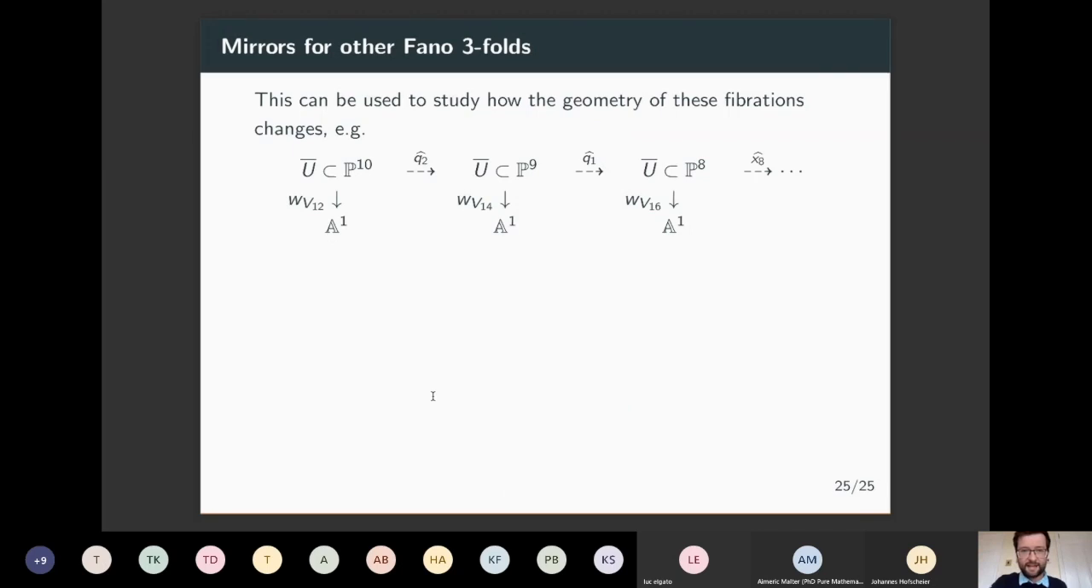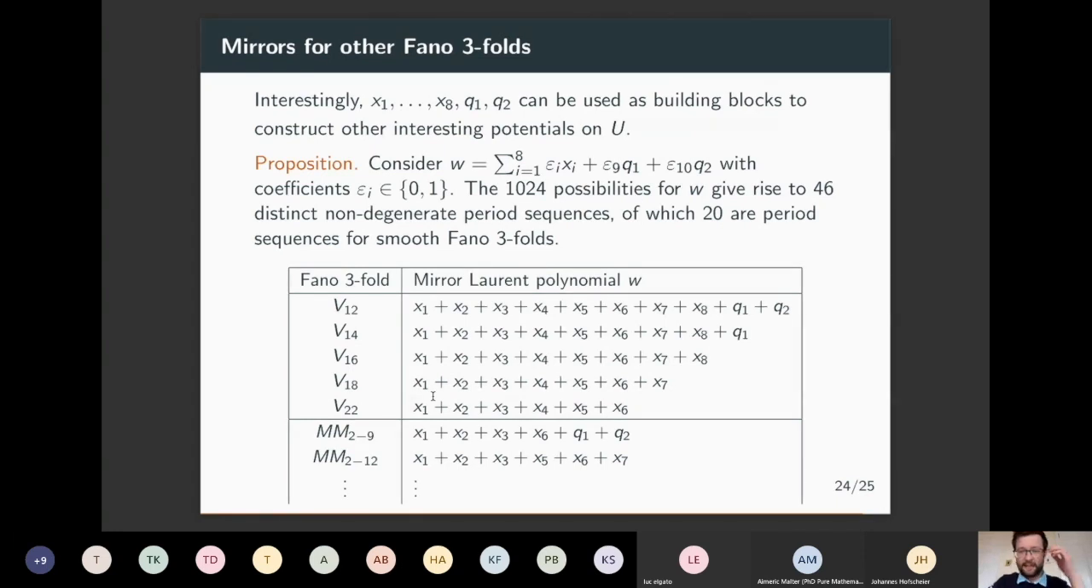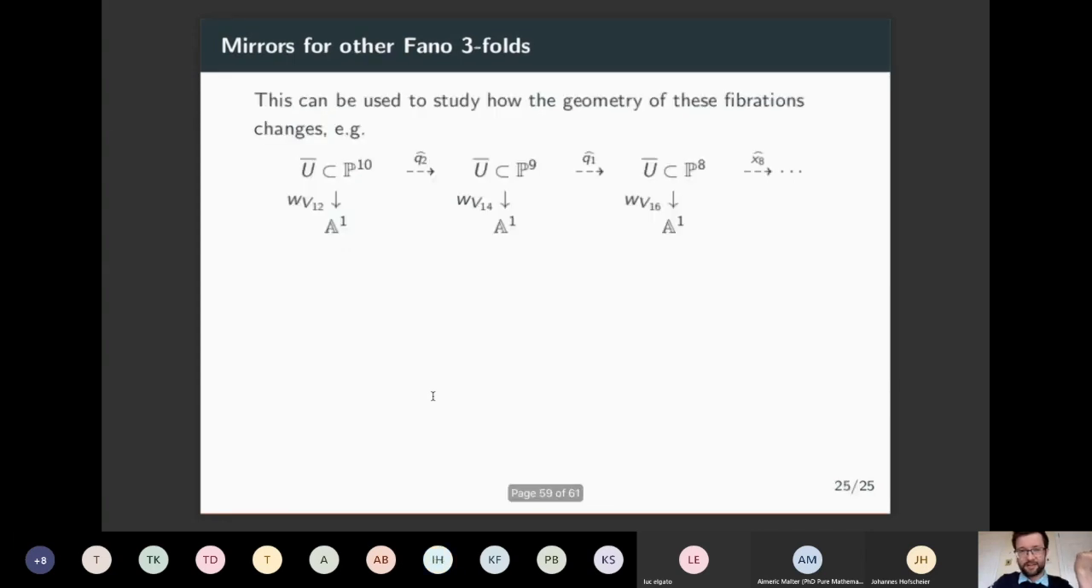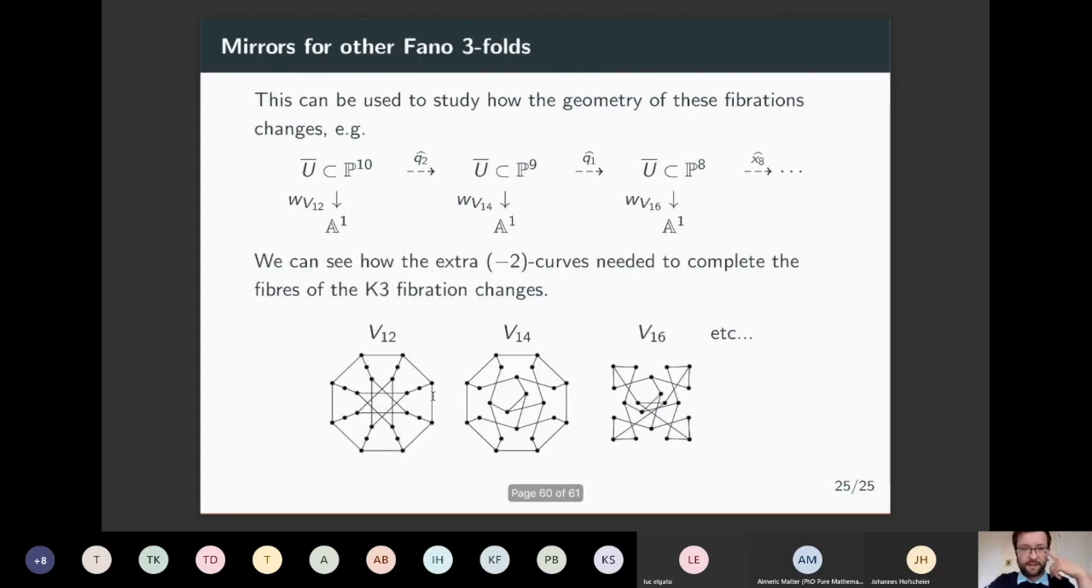And the fact that I can think of these polynomials all on the same space and the same coordinates means I can study the geometry. First of all, I can construct fibrations for other cases, and there's a kind of geometrical game you can play here where one of these fibrations degenerates into another one as you drop a variable in the potential. And so, for instance, here are the extra -2 curves that I need to add into these K3 fibrations.